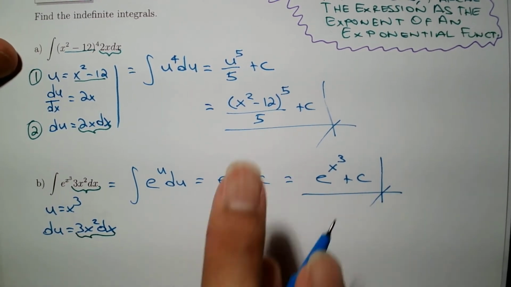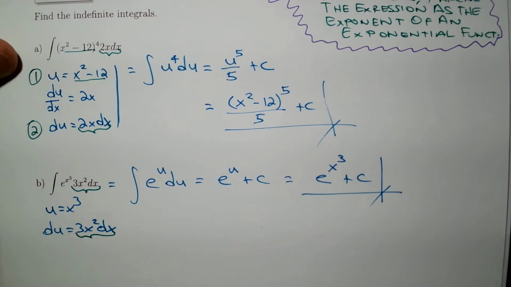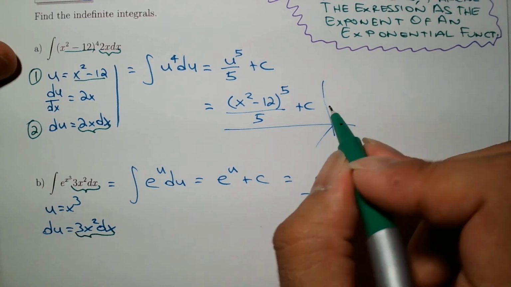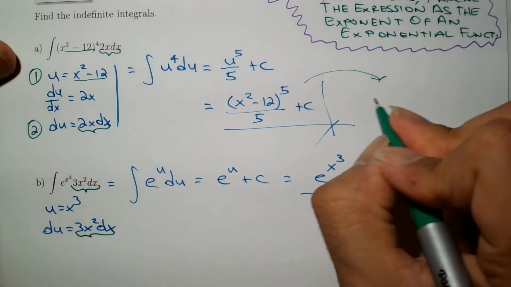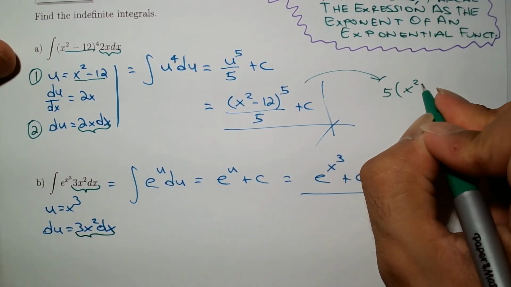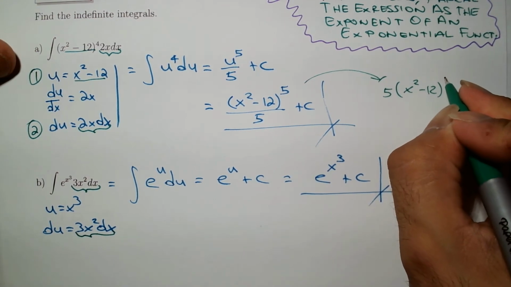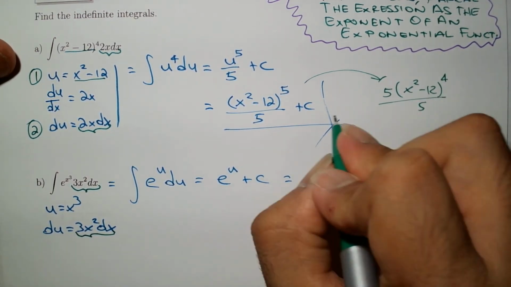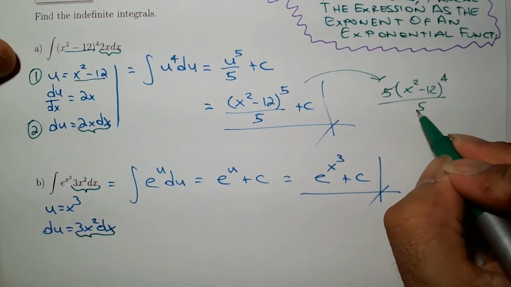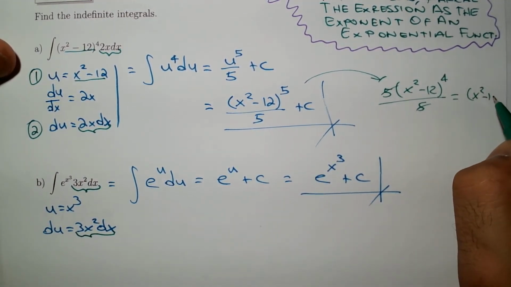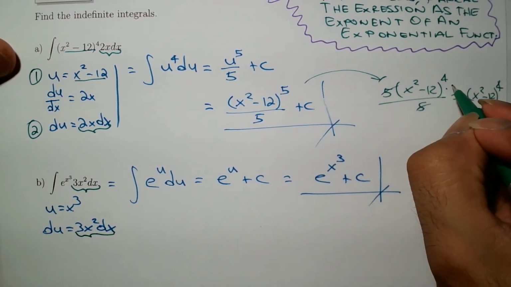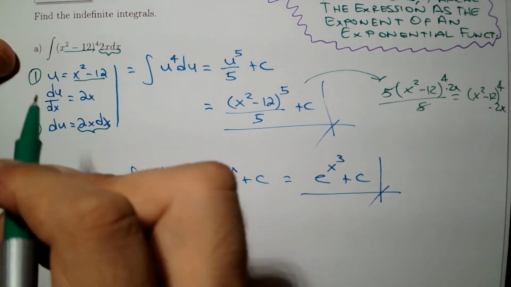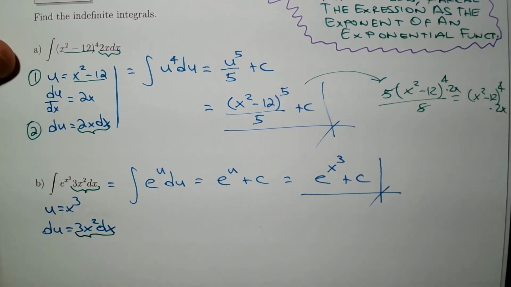Of course, you can do calculus and verify this result. So let me do it on the side using a different color here. I'm going to take the derivative of this. It's going to be 5 times x squared minus 12 to the 5 minus 1, which is 4, divided by 5. The derivative of a constant is 0. Cancel these 5s. What do we get? X squared minus 12 to the 4th power. Oh, I forgot times 2x because there's a chain rule. And notice it matches our integrand right here.